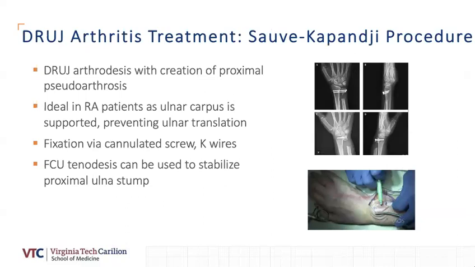So another procedure that can be done is the Sauvé-Kapandji procedure. And this is a DRUJ arthrodesis with creation of a proximal pseudoarthrosis. So as you can see here on the right, you leave the ulnar head, you make that osteotomy there to remove that segment, and then you will put wires or screws into the radius and ulna where you want it. And this is ideal for rheumatoid arthritis patients when they have ulnar carpus, which we'll talk about in a little bit, because it prevents ulnar translation. And this can be done using fixation via screws or K-wires, and FCU tenodesis can be used to stabilize the proximal ulnar stump.